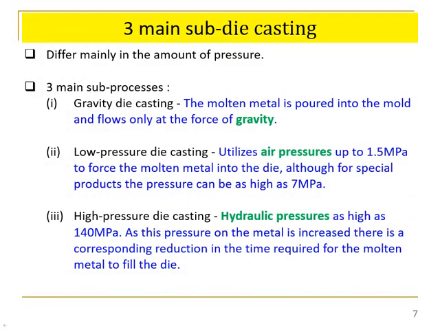3 main sub-die casting processes. First, gravity die casting. In this process, the molten metal is poured into the mold and flows only by the force of gravity. Whereas, low-pressure die casting is a process that normally utilizes air pressures up to 1.5 megapascal to force the molten metal into the die, although for special products the pressure can be as high as 7 megapascal. Lastly, the high-pressure die casting process subjects the molten metal to hydraulic pressures as high as 140 megapascal. As the pressure on the metal is increased, there is a corresponding reduction in the time required for the molten metal to fill the die.